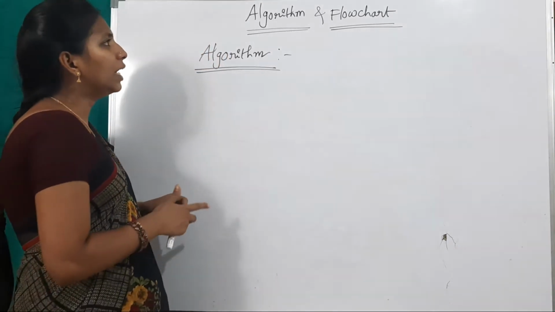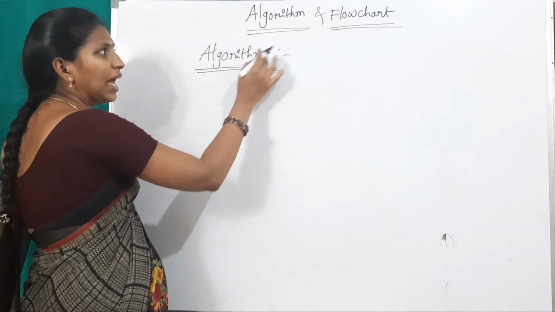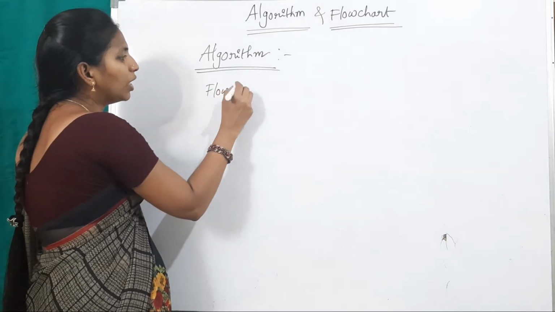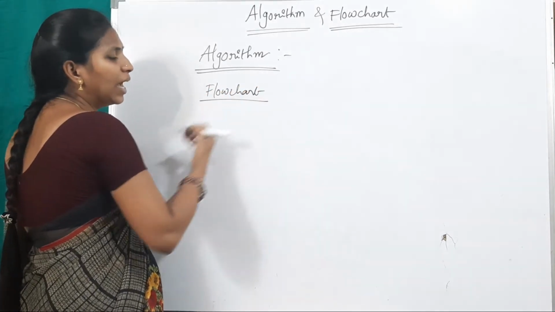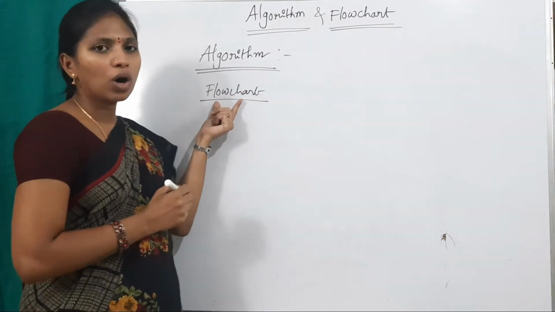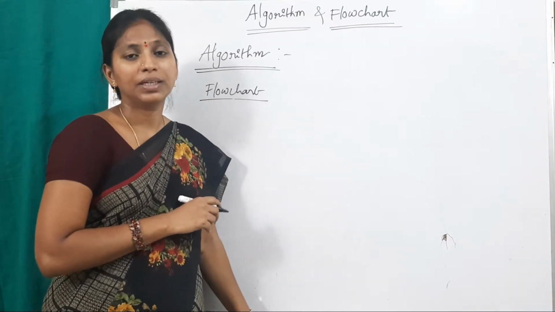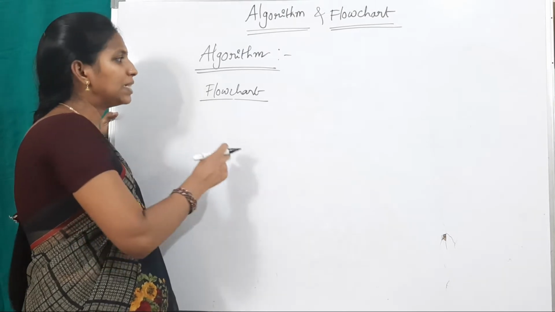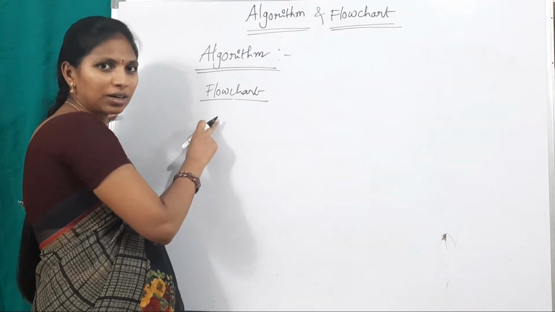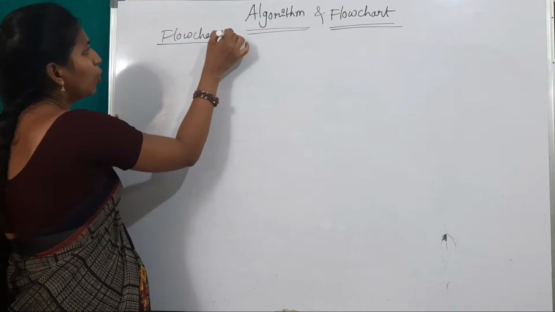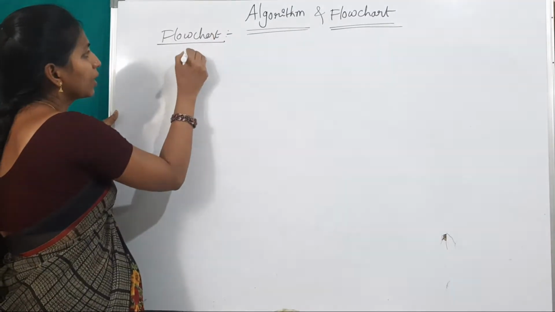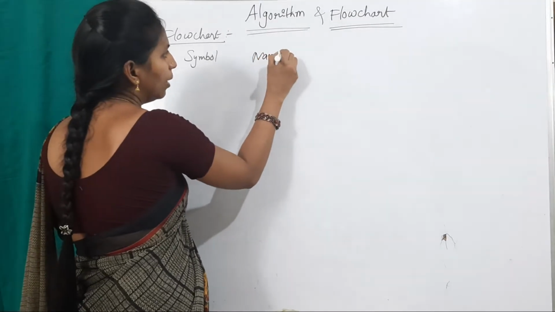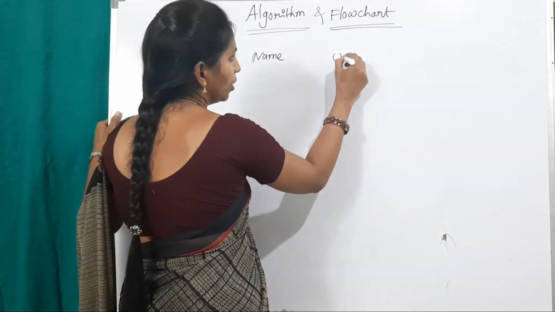The pictorial representation of any algorithm is called flowchart. It is a diagrammatic representation. Different shapes or different symbols we will use in a flowchart. Flowchart symbols: here is the symbol, next the name, and next the usage.